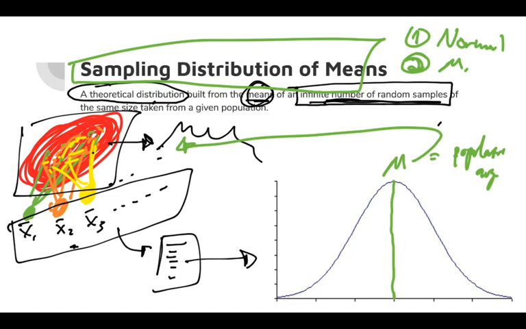Every time, by definition. The way that this is built, the way that it works, the average of the sampling distribution of means is always the same as the average of the population, and it's always a normal distribution. The other thing is that the standard deviation of this thing is, again, the standard deviation of the population as well. So that's what the sampling distribution of means is.